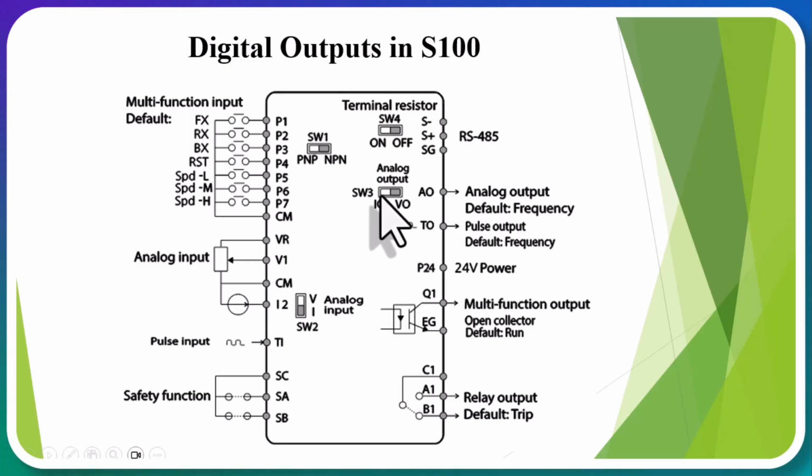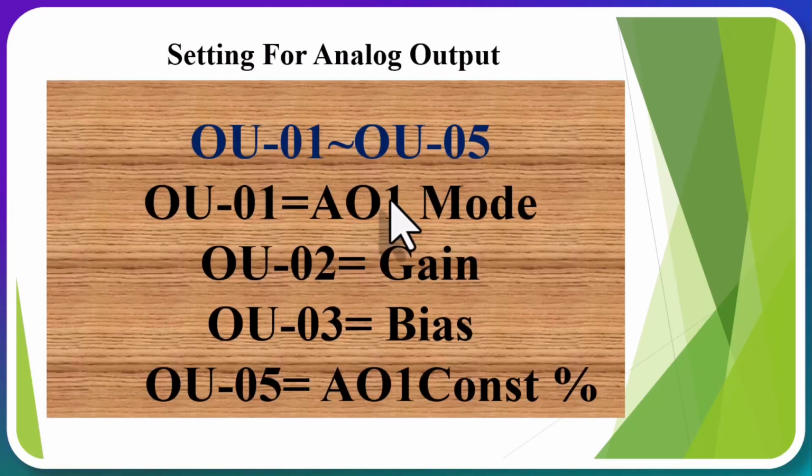If DIP switch SW3 is set to I, it means this AO terminal functions as a 4 to 20 mA analog output. If it's set to V, the analog output will be 0 to 10 V. So the AO and CM terminals, here CM is used for digital inputs, analog inputs, and analog outputs, meaning CM is the common terminal for all of them. Therefore, the terminals related to the analog output on the S100 inverter are AO and CM, and by using DIP switch SW3, we can specify whether this output is current-based, 4 to 20 mA, or voltage-based, 0 to 10 V.